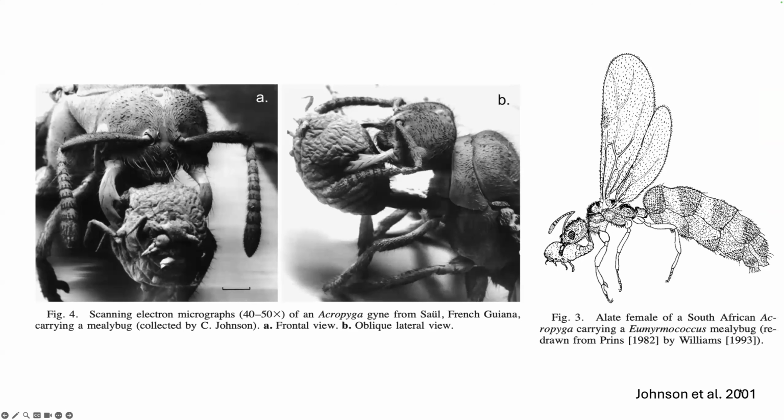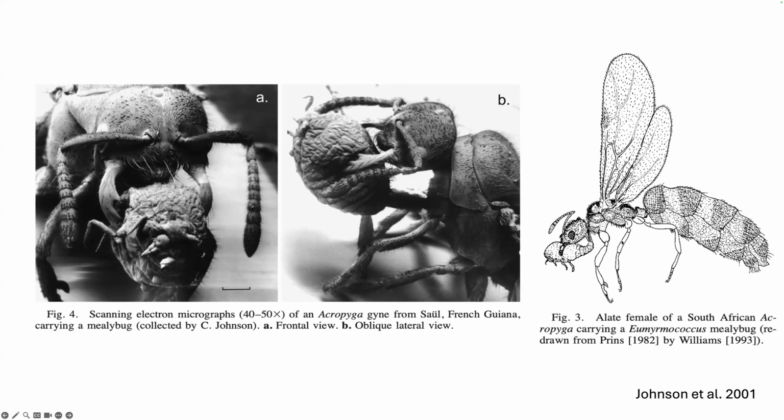And this is an important paper, Johnson et al. 2001. And this is from French Guiana. So can you see, here's the ant, antennae here, mandibles. And what is it carrying? It's carrying this plump little mealybug very firmly with the mandibles. And here's a drawing here. This is in South Africa. You even get them in Europe. So you find them in Italy, and you find a few species in Malaysia.